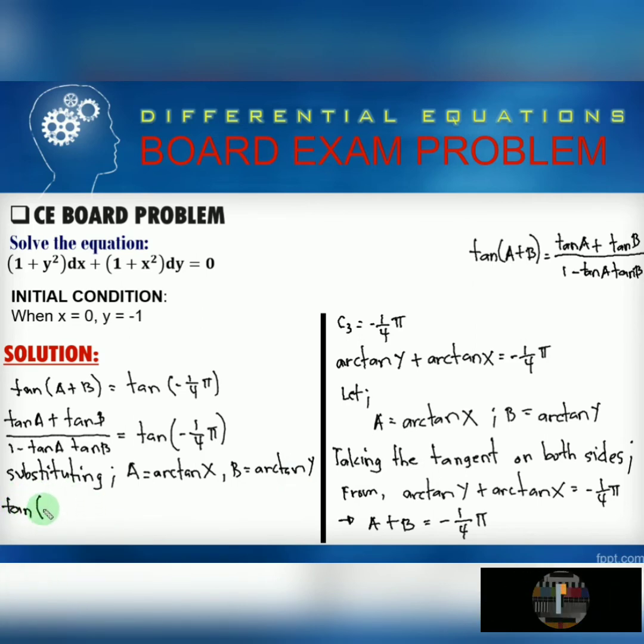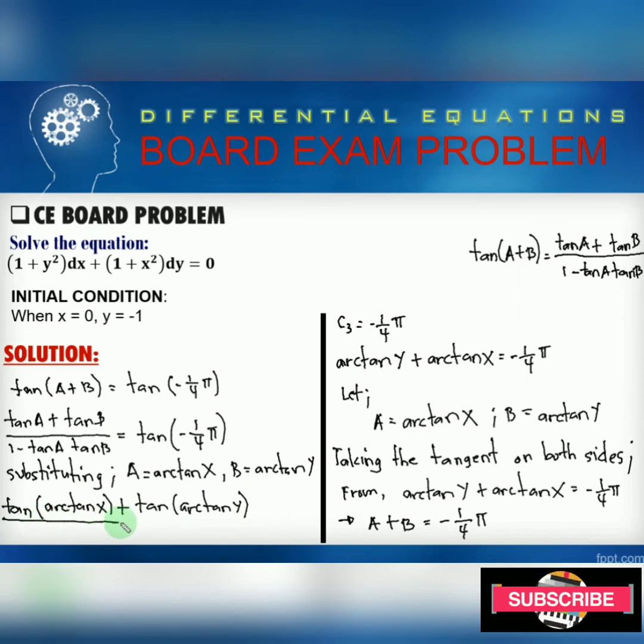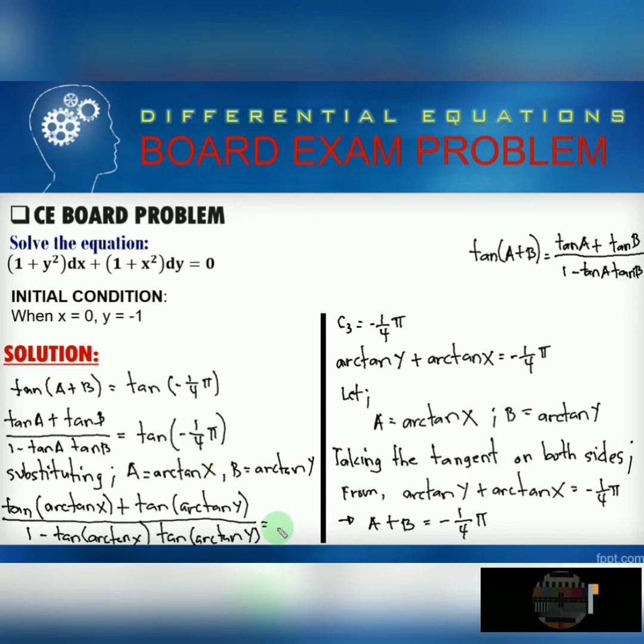Tangent of A is the arctangent of X, so arctangent of X, and then plus tangent of B, which is the arctangent of Y, all over 1 minus the tangent of A again, which is the arctangent of X, times the tangent of B, which is the arctangent of Y, which is now equal to the tangent of negative 1/4 of pi. Okay, proceeding.